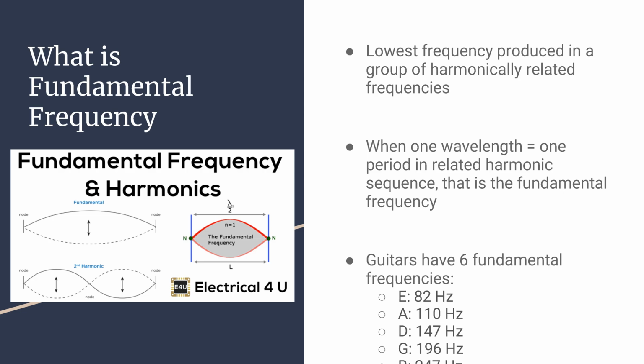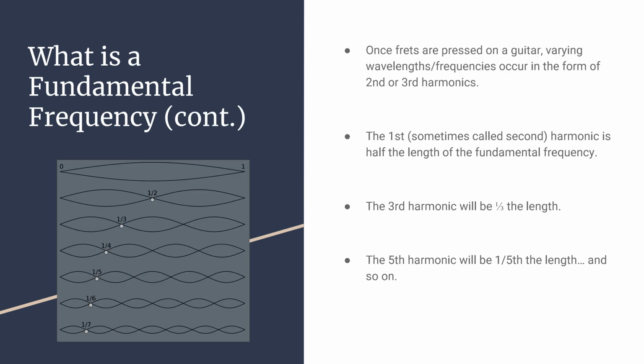Guitars have 6 fundamental frequencies, E being 82 Hz, A being 100 Hz, D being 147 Hz, G being 196 Hz, B being 247 Hz, and E being 330 Hz. Once frets are pressed on a guitar, varying wavelengths/frequencies occur in the form of second or third harmonics. The first, sometimes called the second harmonic, is half the length of the fundamental frequency. The third harmonic will be 1/3 the length, and the fifth harmonic will be 1/5 the length, and so on.